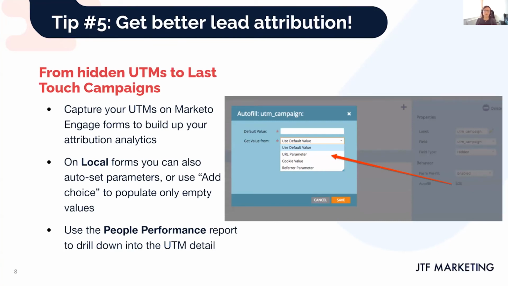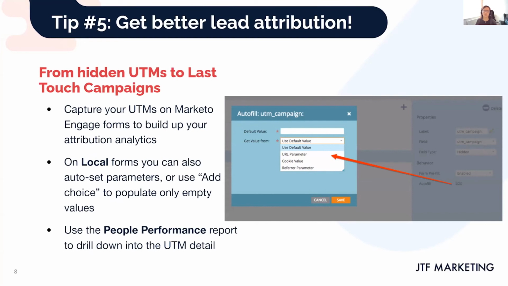Getting better lead attribution is also super important. And when it comes to that, marketers generally use UTMs that are appended to the links to track the success of their campaigns. So whether that's what channels you're using with your sources or your mediums or even campaigns. And we can use hidden fields in Marketo forms to capture automatically the parameters that we're using in those links.